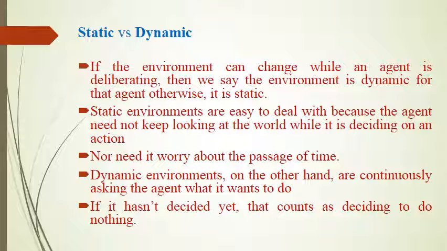Static environments are easy to deal with because the agent need not keep looking at the world while it is deciding on an action. So it will not be worried about the passage of time. Dynamic environments, on the other hand, are continuously asking the agent what it wants to do. If it hasn't decided yet, that counts as deciding to do nothing. So we can say that the static are the stable ones, while the dynamic are the changeable ones, or they are changing their state.